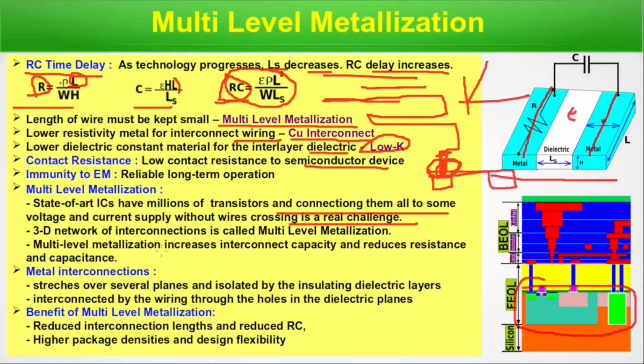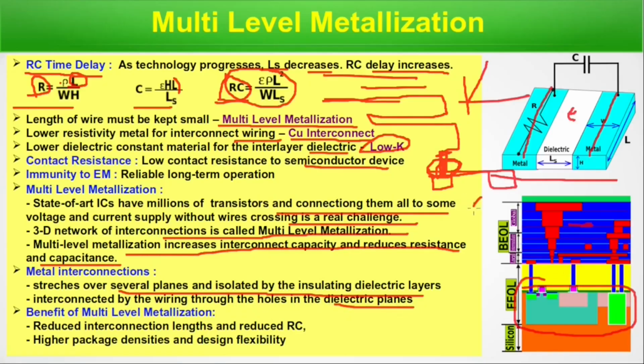Now, a 3D network of interconnections is called multi-level metallization. Multi-level metallization increases interconnect capacity and reduces resistance and capacitance. Metal interconnection stretches over several planes and is isolated by insulating dielectric layers. This is basically the interconnect dielectric. Multiple layers of metal are isolated by insulating dielectric layers, interconnected by wiring through holes in the dielectric plane.